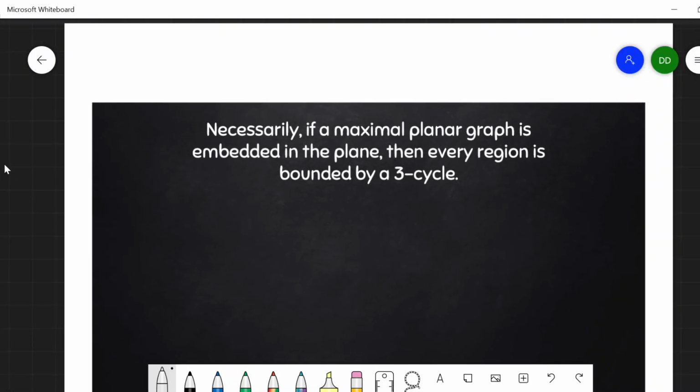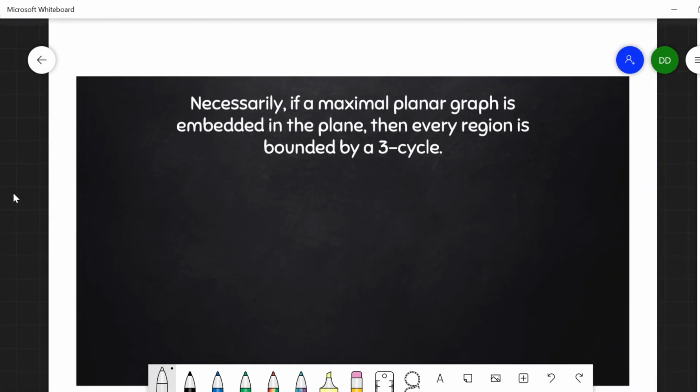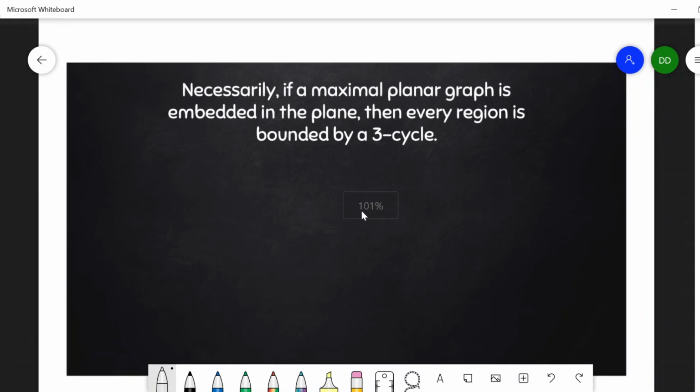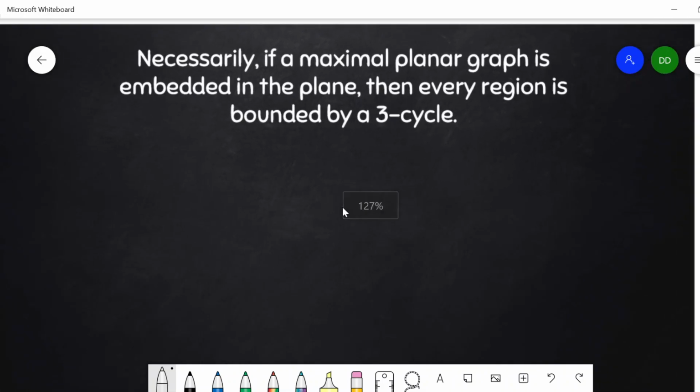All right, so we need to establish some theory for this as well. One thing to notice is that in a maximal planar graph, once we have it embedded in the plane, every region has to be a 3-cycle. Why is this? Let's say I have some graph, and some subgraph of it has a region that's bounded by something bigger than a 3-cycle. Something like this.